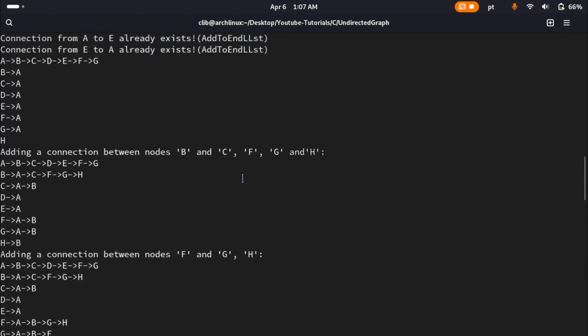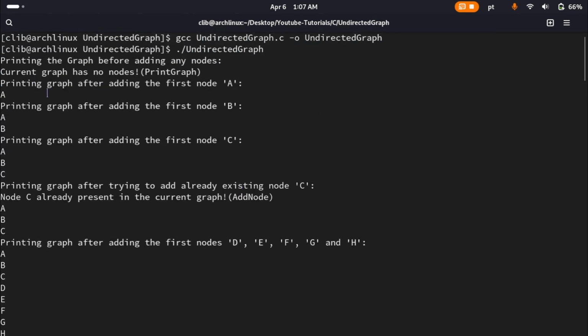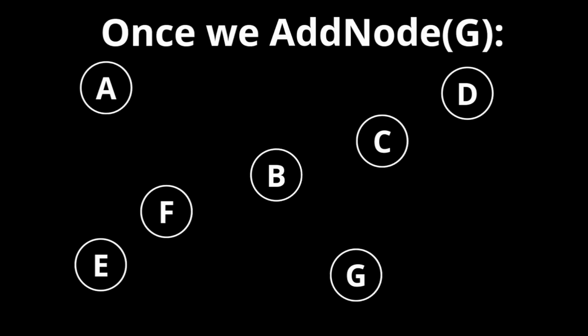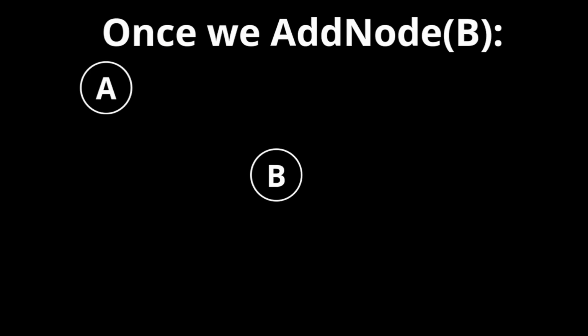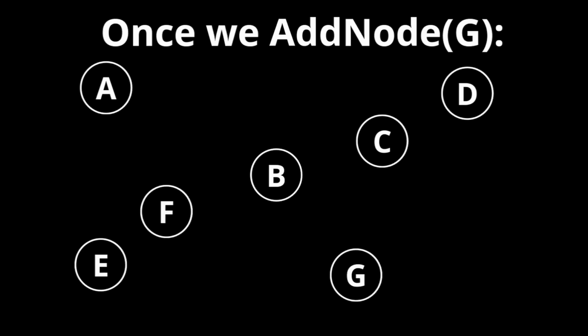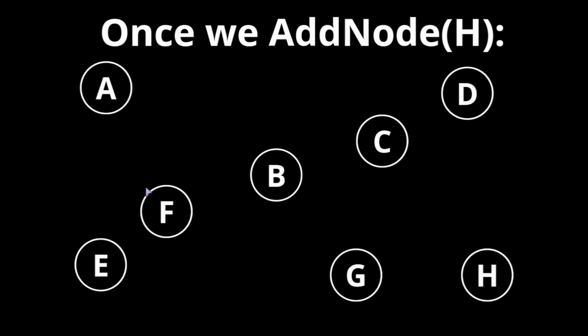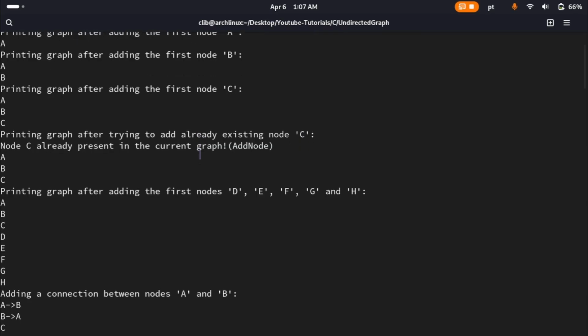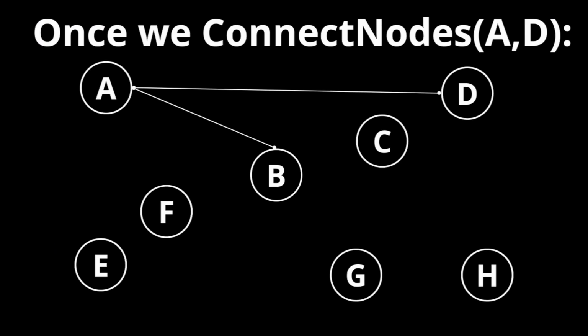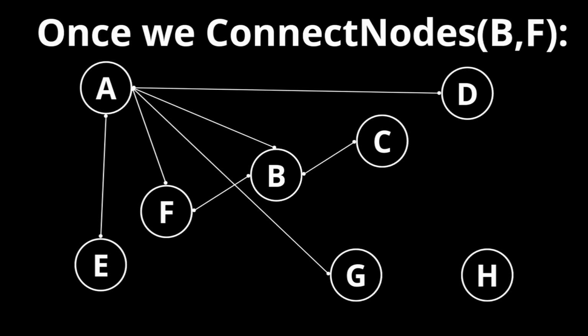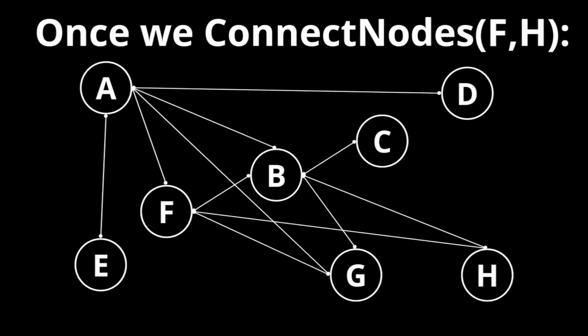So let me just wrap up what we've done. So let's check here. We added nodes A, B, C, D, E, F, G, and H. So here it is, no connections. After that, we started adding connections: A to B, A to D, A to E, A to F, A to D, and then BC, BF, BG, BH, FG, and FH.